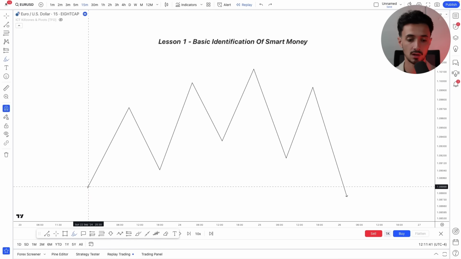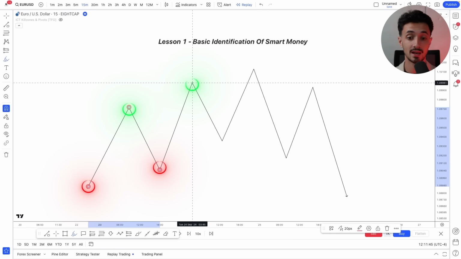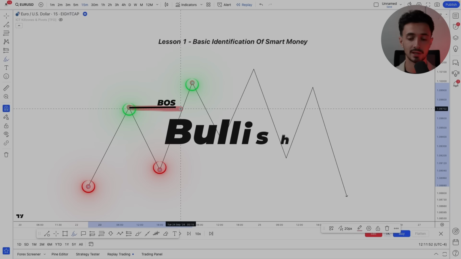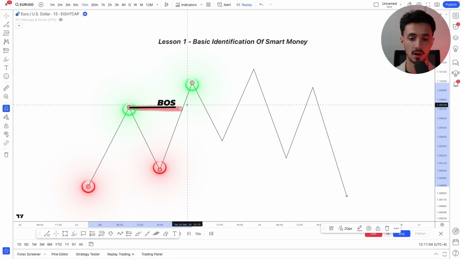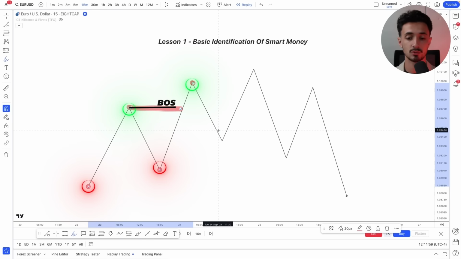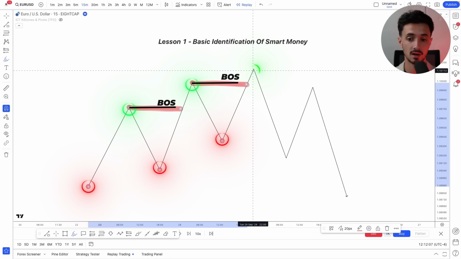So we have low, we have a high, we have a higher low, and then a higher high. This is a break of structure. If you're getting a bullish break of structure, that is bullish. You are expecting to buy. You're anticipating price to trade higher. Then you have another higher high, and then you have a pullback. Then you have a higher low. Then you're again expecting higher prices at this point. So another break of structure gives you another higher high.